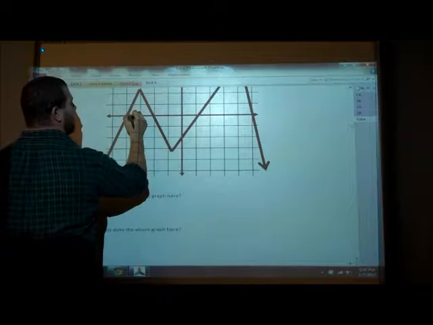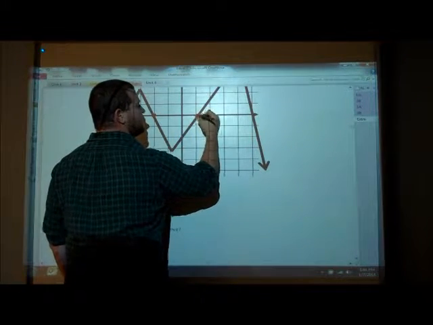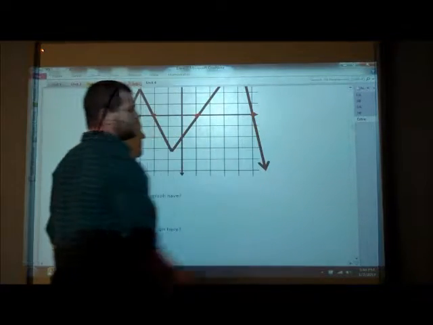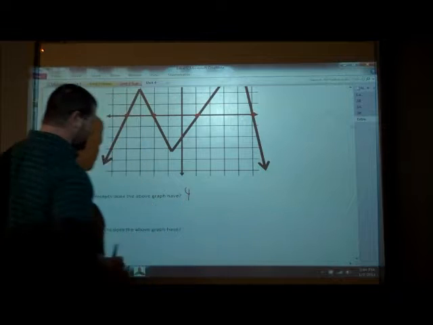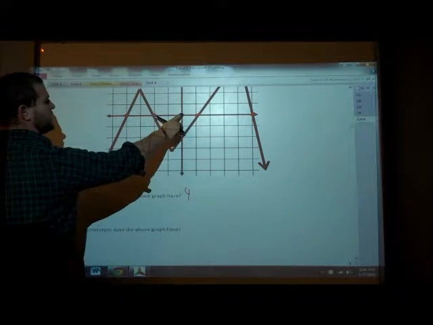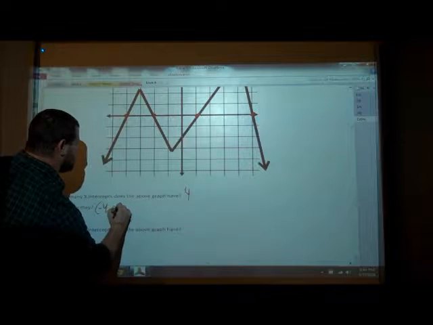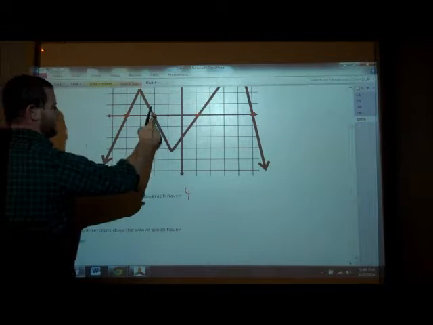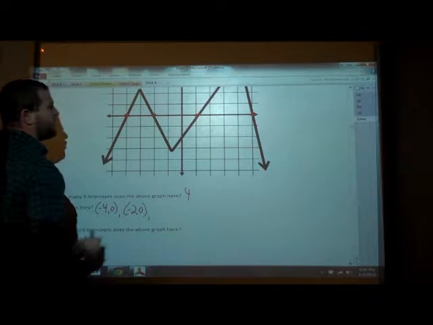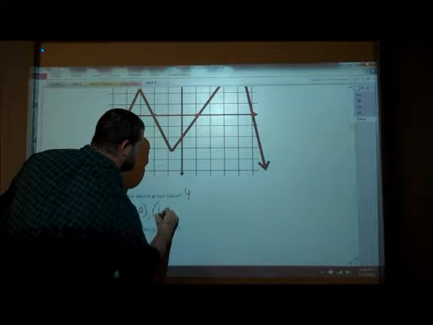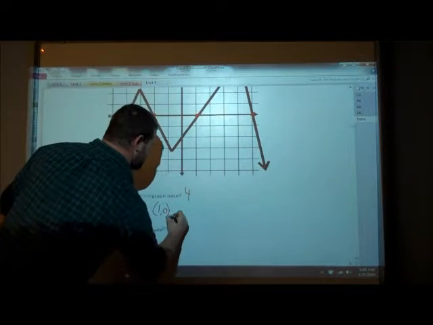Well, it crosses 1, 2, 3, 4 times. So since it crosses 4 times, I need to make sure I say 4. And it says, what are they? Well, the first one is going to be negative 4, 0. My second point is going to be negative 2, 0. My third point is going to be 1, 0. My fourth point is going to be 5, 0.